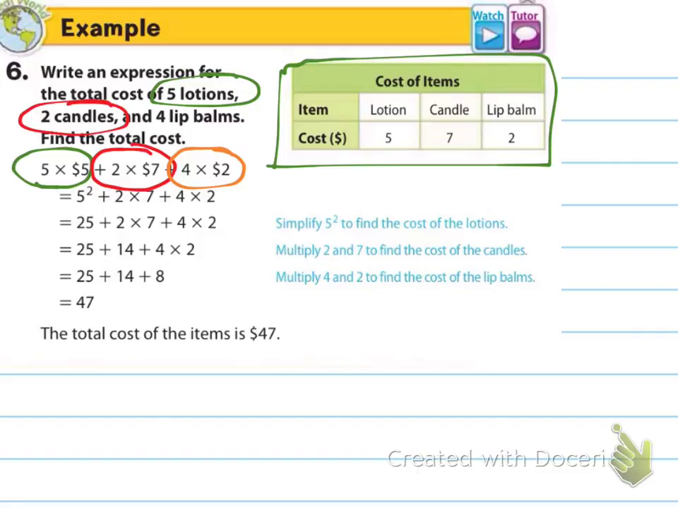Now, whenever I'm doing this, I'm going to go ahead and piece this out. I'm going to do my 5 times 5, which is 25. I'm going to do my 7 times 2, which is 14. And I'm going to do my 4 times 2, which is 8. And then I'm going to add them all together. Going from left to right, I get $47.